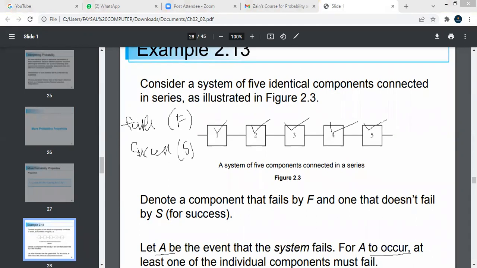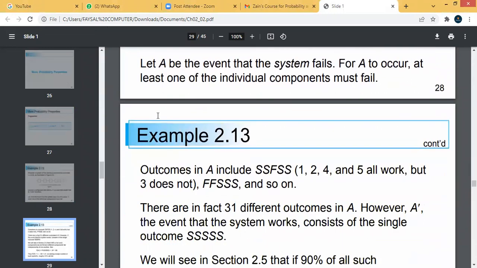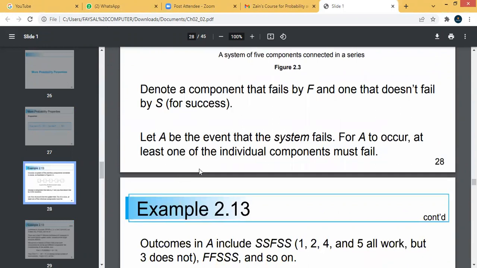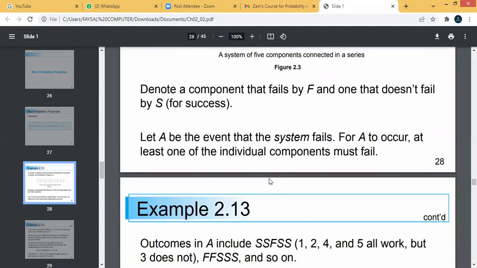For A to occur, at least one of the individual components must fail. So what does this mean? This means that for A, there must be one fail. It is the basic condition that for A to occur, at least one of the individual components must fail. As we know there are five components, 1, 2, 3, 4, and 5. So among the five, there must be a fail for a particular component.